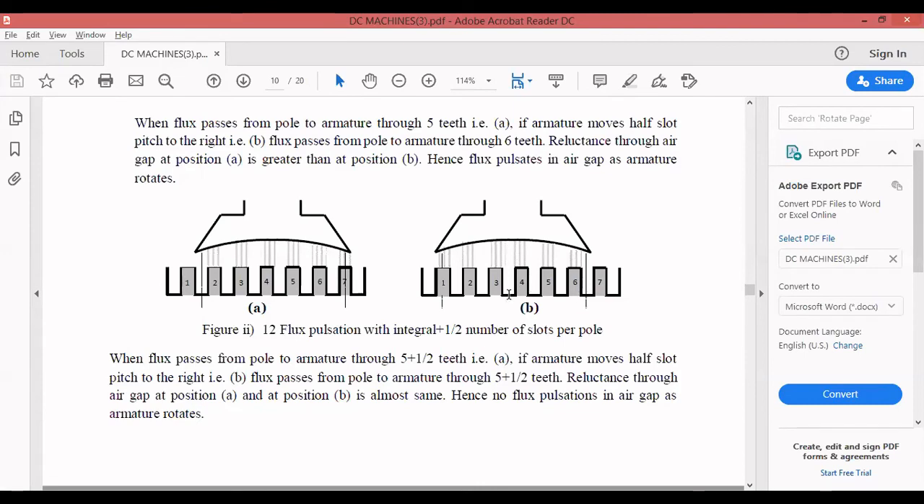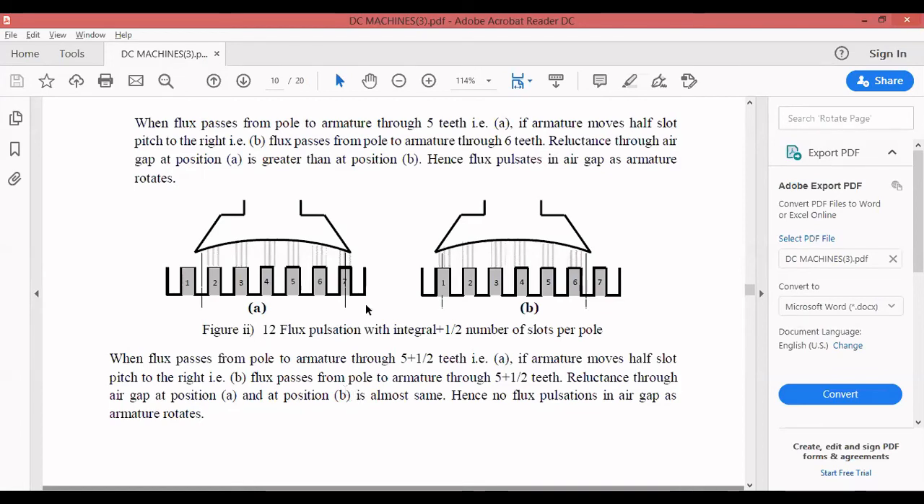1, 2, 3, 4, 1, 2, 3, 4, 5. Here half. So once again, 5.5 teeth come under the flux distribution from the pole to the armature. So if you maintain it this way, the reluctance of the air gap in position A and position B is almost the same.